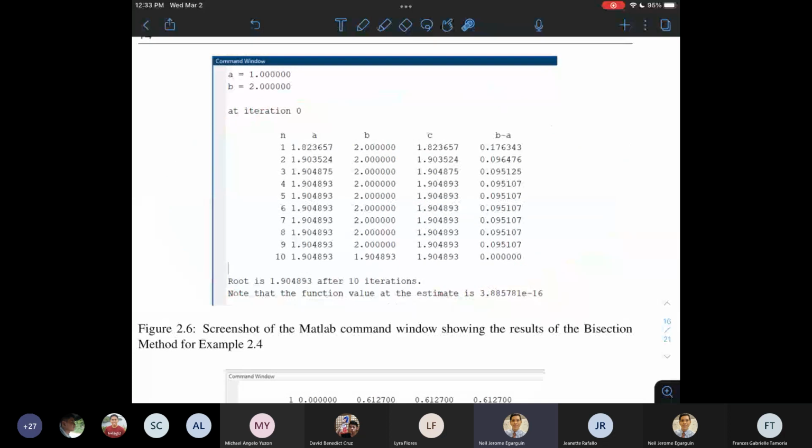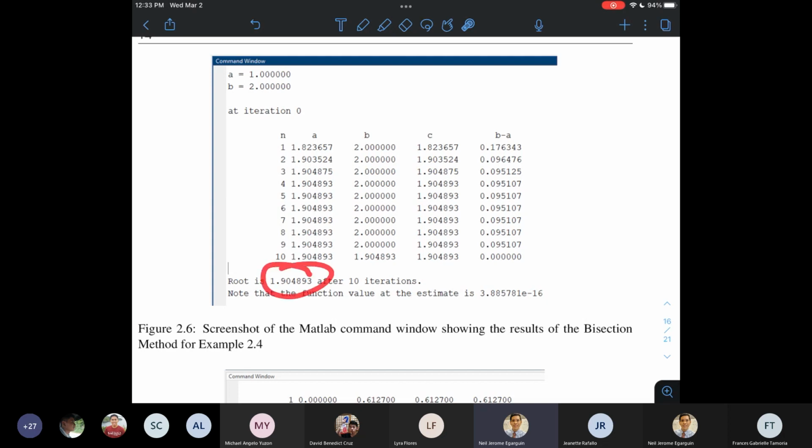All right. So it looks like that after 10 iterations, I got the root on the interval 1, 2. And this is a good one because it only took 10 iterations to satisfy the interval-based criterion. Okay. And the function value is of order 10 to the minus 16. So that is good enough.